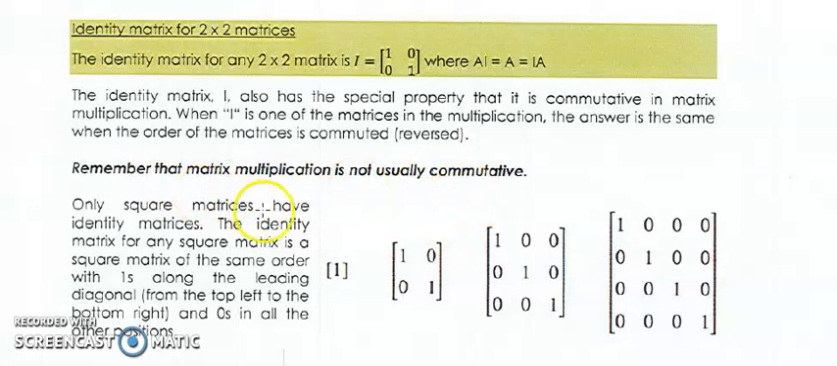Only square matrices have identity matrices. The identity matrix for any square matrix is a square matrix of the same order with ones along the leading diagonal, in other words from top left to bottom right, and all the other elements contain the number 0. So here, this is a 1 by 1, so this is 1. That makes sense. 2 by 2, ones along the diagonal. 3 by 3, ones along the diagonal. 4 by 4, 5 by 5, 6 by 6, etc. All the other elements are the number 0.